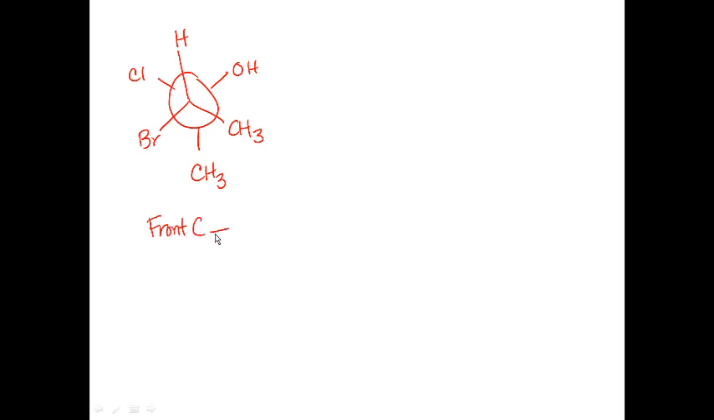Let me draw a staggered Newman projection. I'm going to put a hydrogen here, a bromine here, a CH3 group there, an OH here, a Cl, and how about another CH3 group here? And the question is, what is the configuration of the front carbon? What is the configuration of the back carbon? Are they R or are they S? Now, if you're an overly ambitious student at this point, stop the tape and see if you can work this out. If you're not, well, then here's how we would do it.